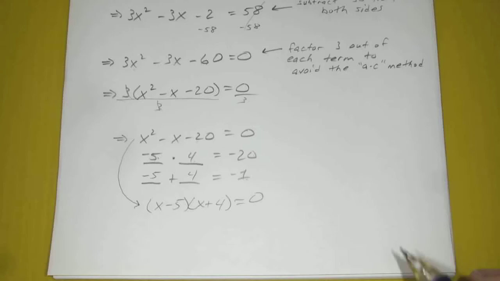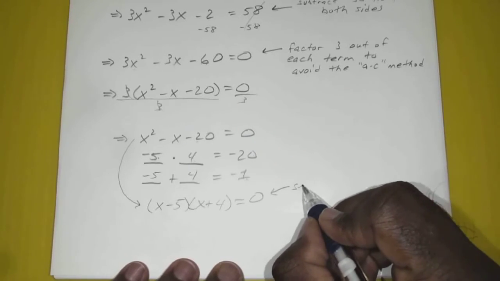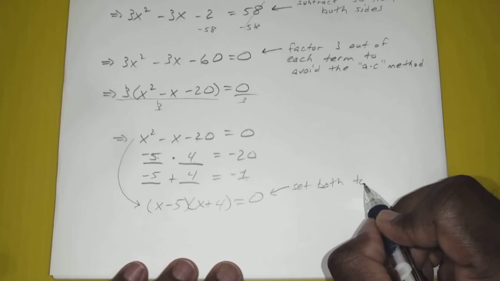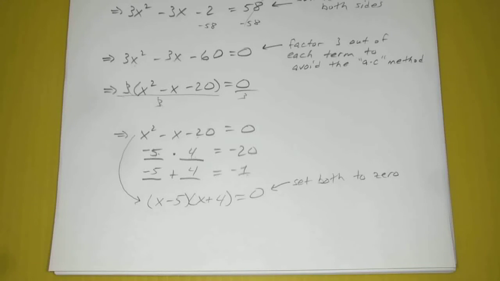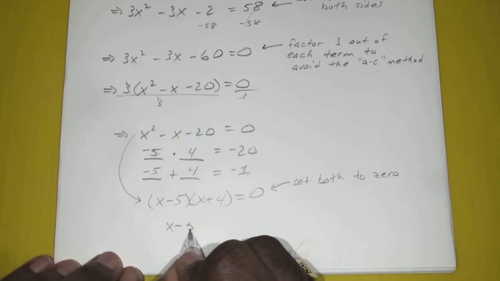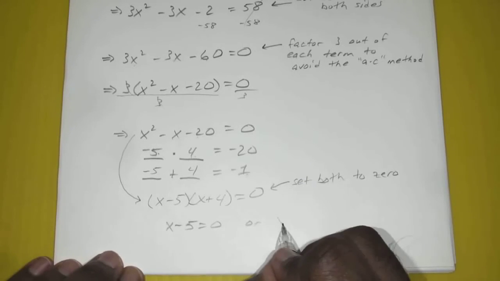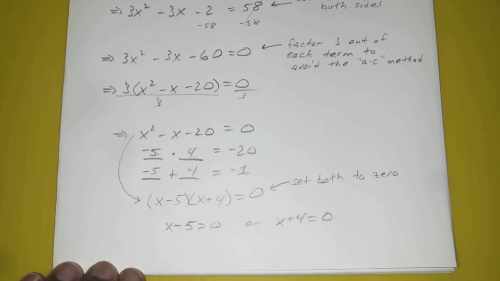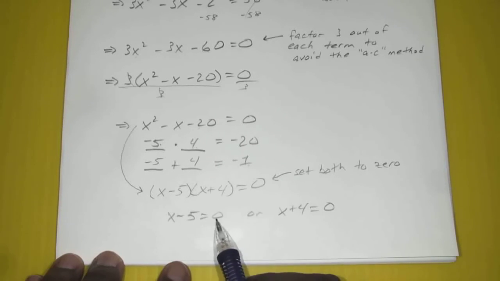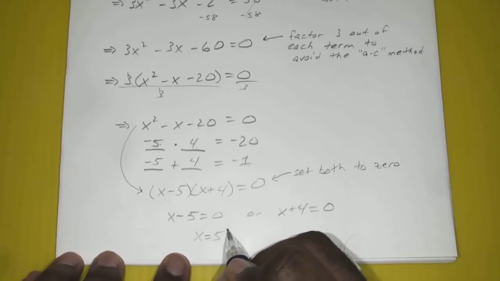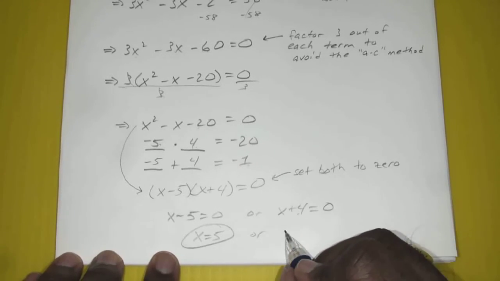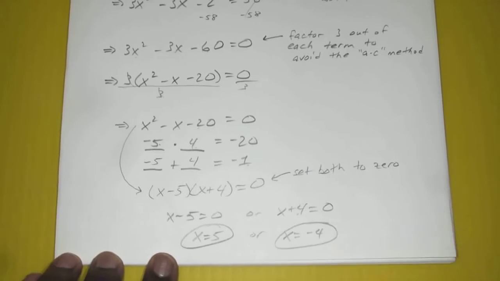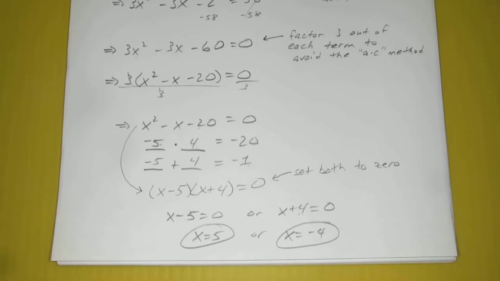Okay. And once you have it factored, we do just like we did before. We set both of those to 0. So we end up with x minus 5 equals 0, or x plus 4 equals 0. Well, if we add 5 to both sides, we have x equals 5. Or, if we subtract 4 from both sides, x equals -4. Okay. Now that doesn't give us the length of the sides, it just tells us what x is.